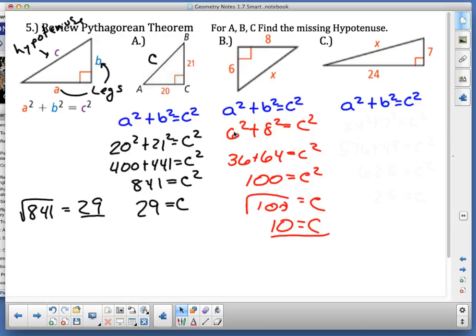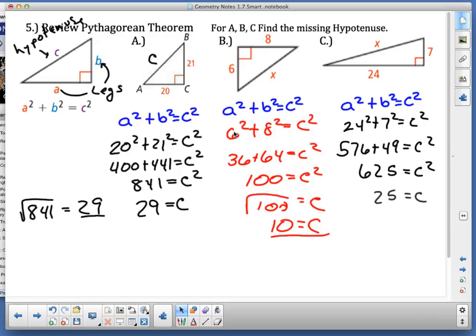Questions regarding the last one? Okay. As we're going through, I got 24 and 7. 24 squared and 7 squared. 24 squared is 576. 7 squared is 49. You add those together, you get 625. Okay, and your square root of 625 is 25.